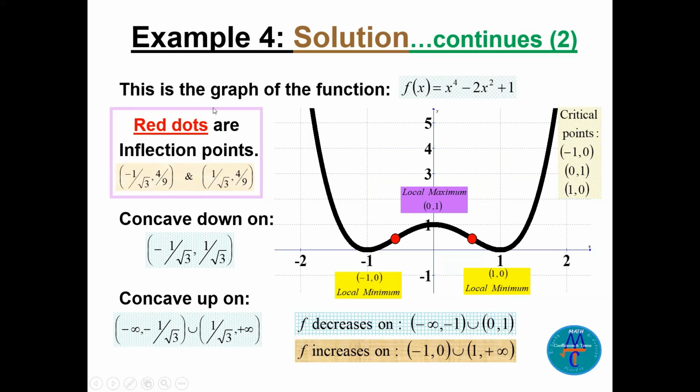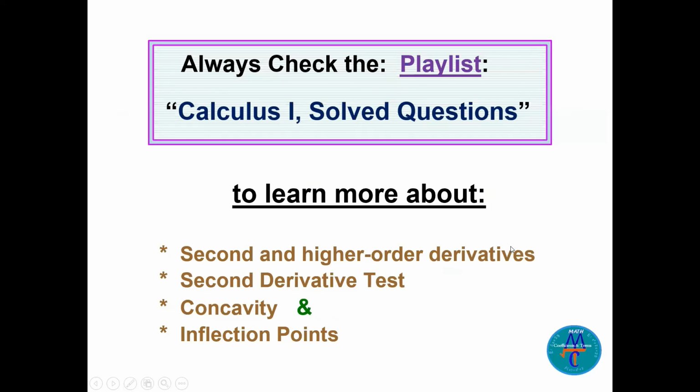And these red dots here are the inflection points. This is concave up until the red point, concave down until the next red point, and then concave up. So I put everything here. F decreases on this, and f is increasing on minus 1 to 0, and then union 1 to infinity.